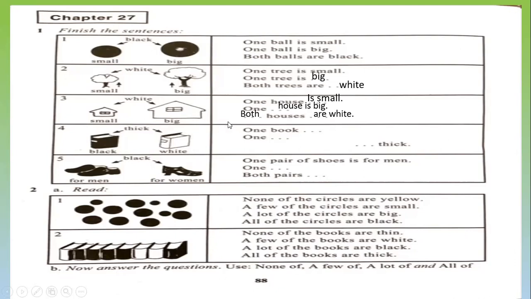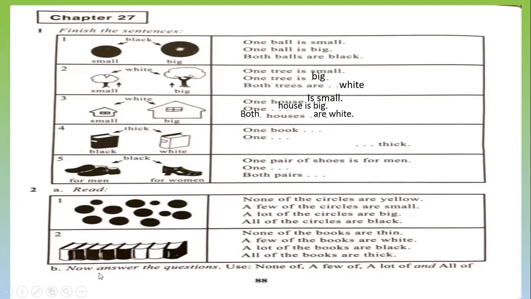We will read it again. Look, first you can see here, there are different words. Black, small, big, white, small, big, white, small, big, thick. What are these words? These words tell us the qualities of something. But here is one, here is both. In this exercise, there is none, a few, a lot, all. We have to concentrate on these words. These words big, small, and the other type of words one, both, few, a lot, all.